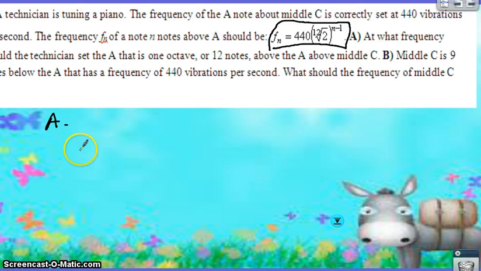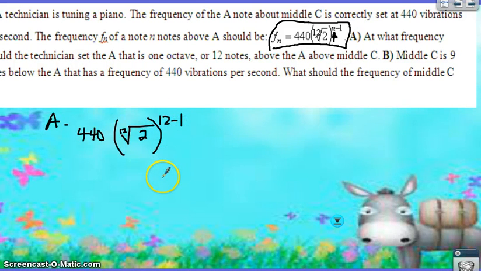It tells us right there. It's 12 notes above. Do you see the little N right here? That N would be 12 for letter A. We have 440 times the 12th root of 2 raised to the 12 minus 1. Again, you'll probably have to pause this video in between so you can type these into your calculator, but all I'm looking for is that you can correctly evaluate these.